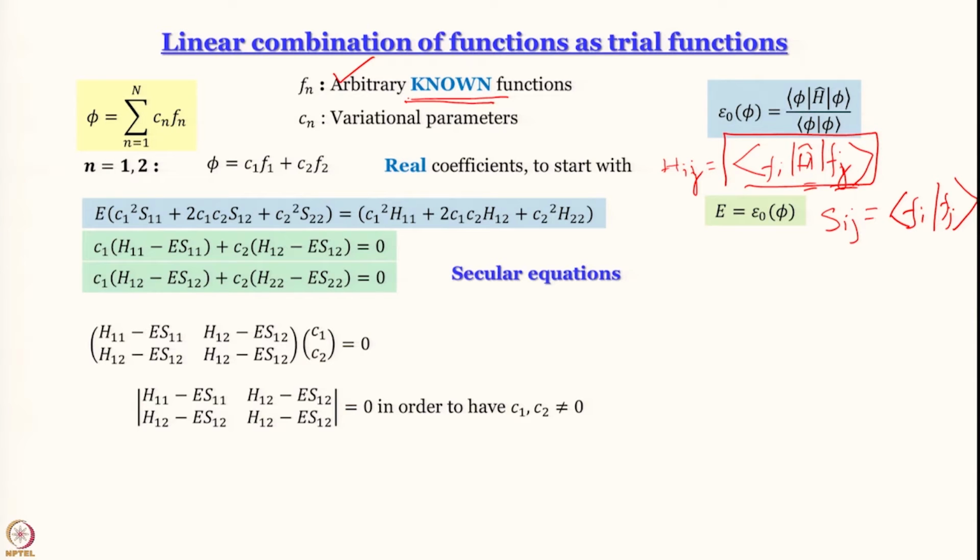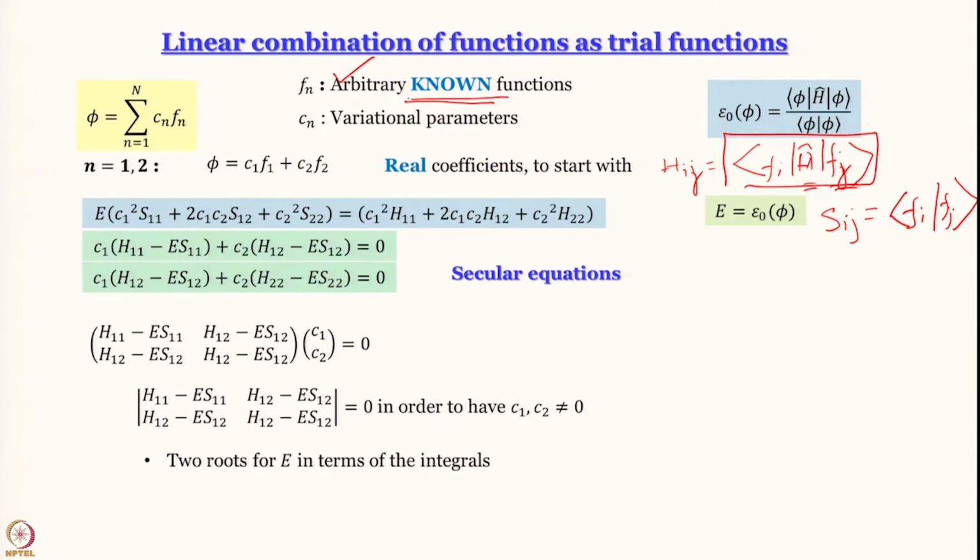Now see, H11 I can figure out, and we will for particle in a box. S11, H12, S12, everything. The only unknown now in this determinant is E. So I will expand the determinant, equate it to 0, and in this case I will most likely get a quadratic equation, and I will solve it to get the answers. So this is what we do.